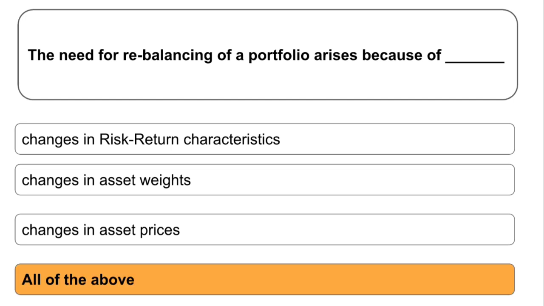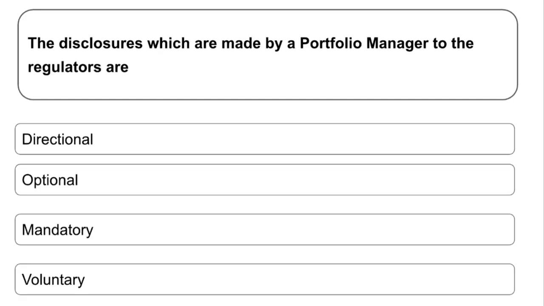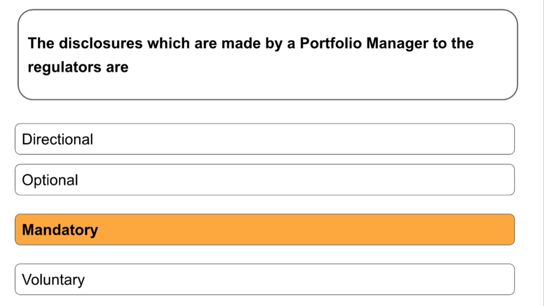And the correct answer is all of the above. Going to the next question. The disclosures which are made by portfolio manager to regulators are: A, directional; B, optional; C, mandatory; D, voluntary. And the correct answer is they are all mandatory.